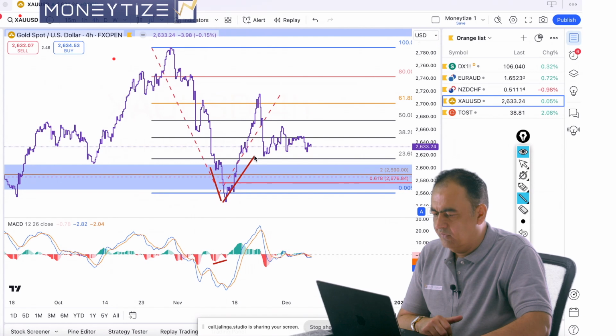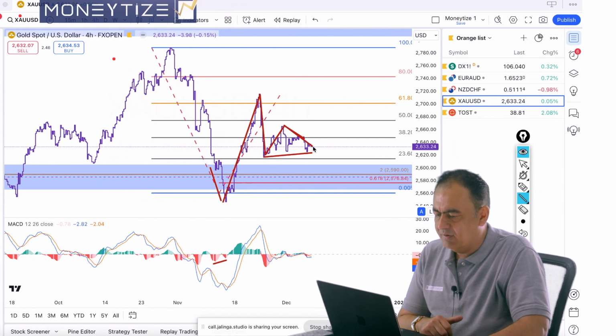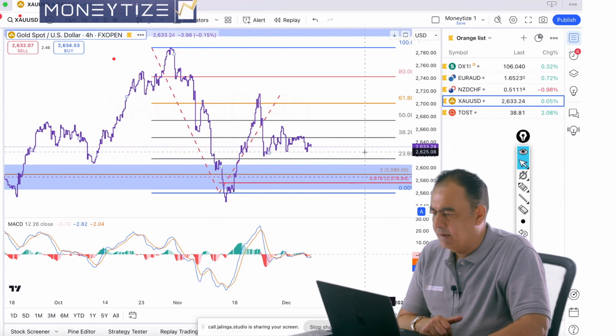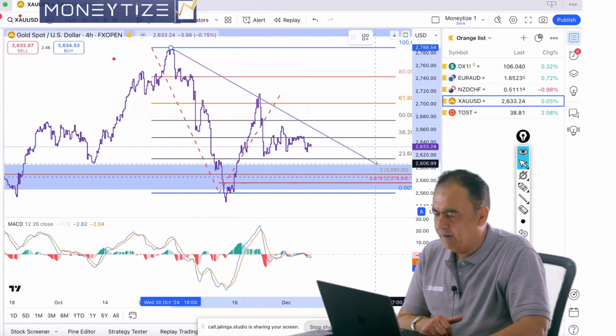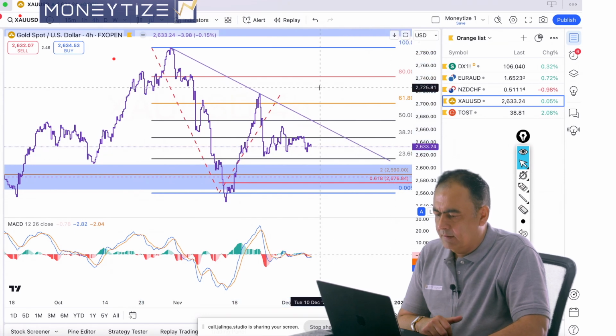We got the first push up, we got the drop, and now it's consolidating sideways. It's in a range, in a triangular pattern at the moment. I'm going to mark a falling trend line here. I'll mark a trend line connecting the highest point and the next lower high.